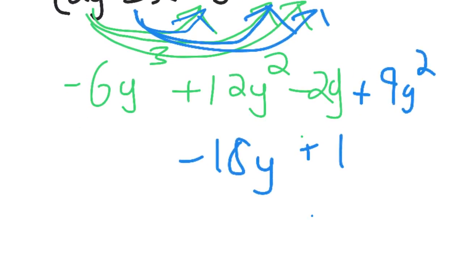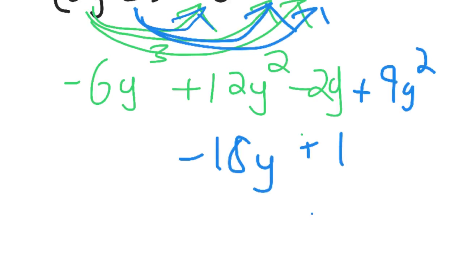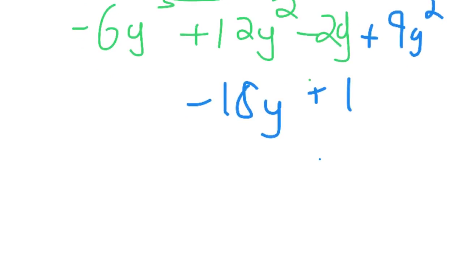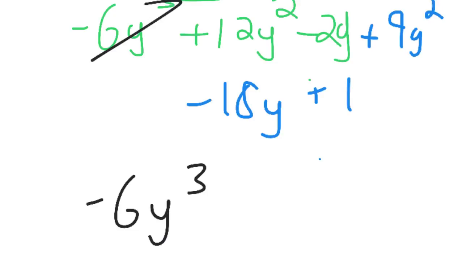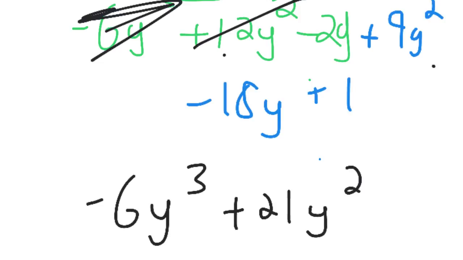The rest is just cleaning up. So we want to be able to write this in simplest form. You want to collect like terms. There's no like terms with negative 6y to the third, so I'm just going to write him in my final answer. We got 12y squared plus 9y squared. That makes 21y squared. So we got him taken care of.